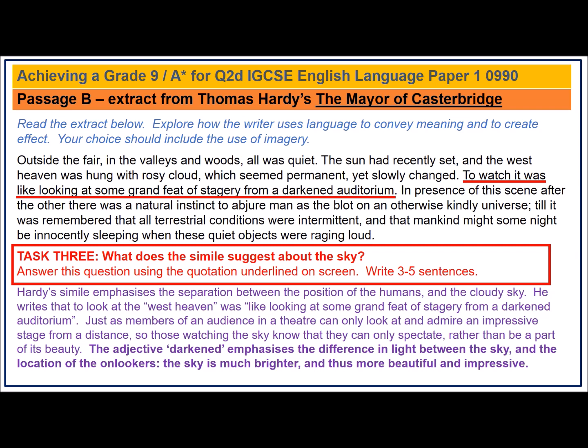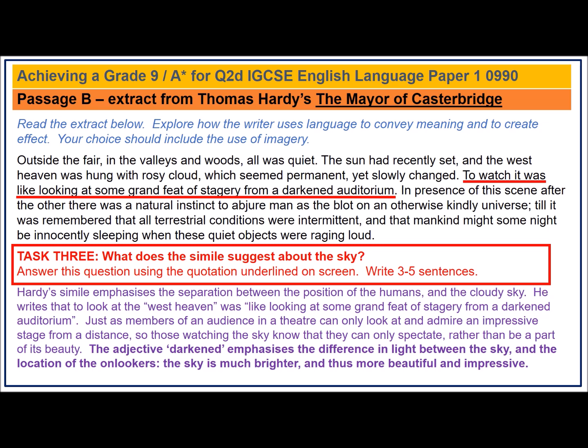But of course development is required. I continue, this time picking up on another interesting word used within the quotation. The adjective "darkened" emphasises the difference in light between the sky and the location of the onlookers. The sky is much brighter and thus more beautiful and impressive.